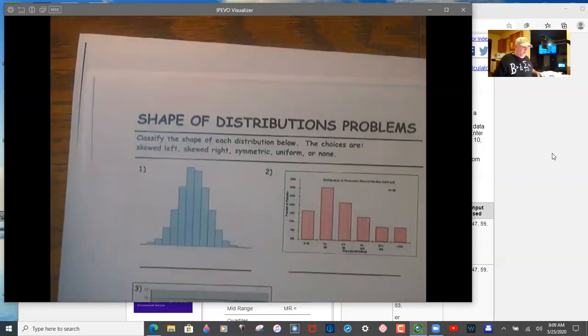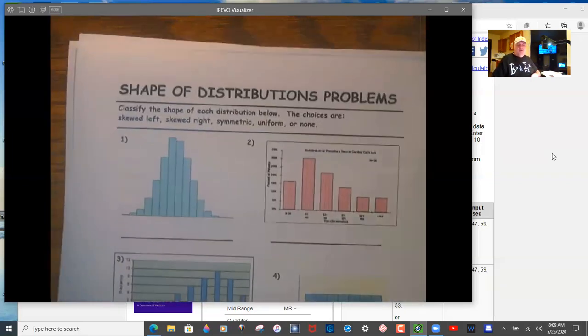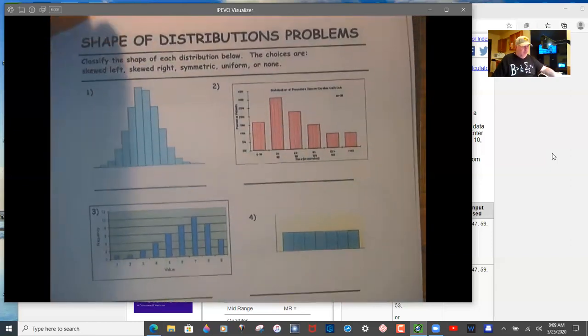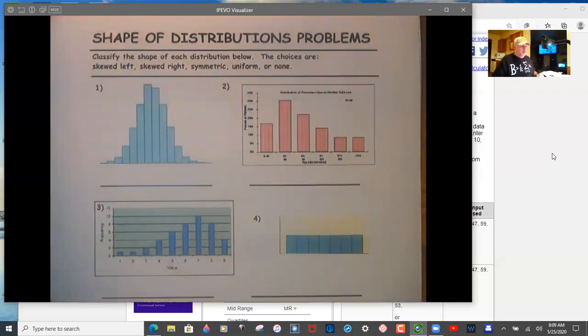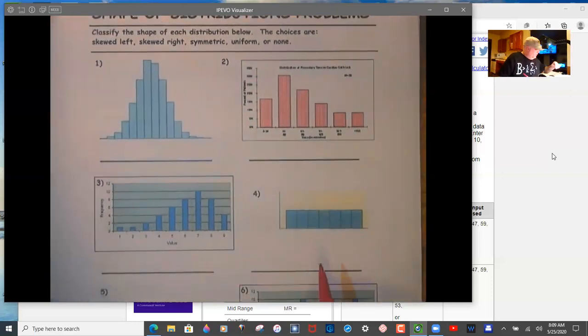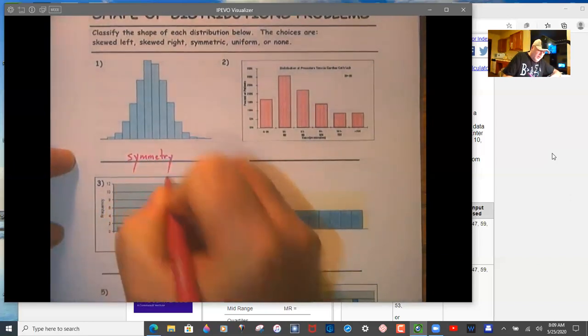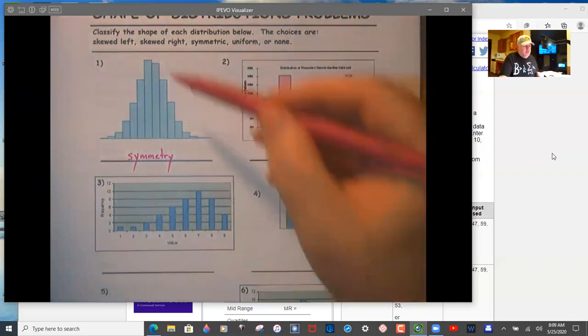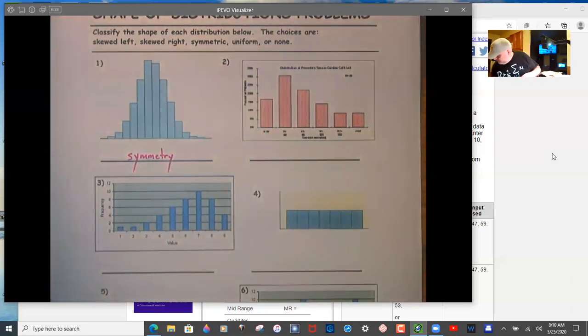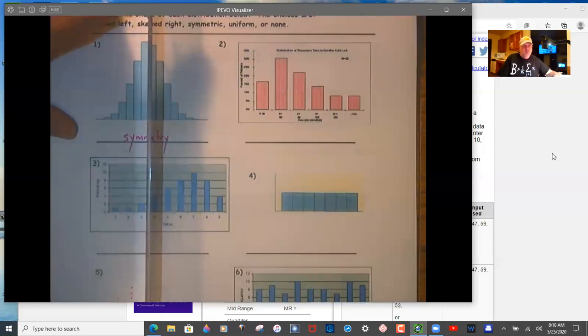Okay, so that takes us to the shape of distributions. This is also very simple. You have skewed left, skewed right, symmetric, uniform, or none. Symmetric just means that it looks like what's called a normal curve, or even better, you can take a line. If I grab my ruler here, you can cut it into 2 fairly equal halves. This is fairly symmetric. Not perfect, but it is fairly symmetric.